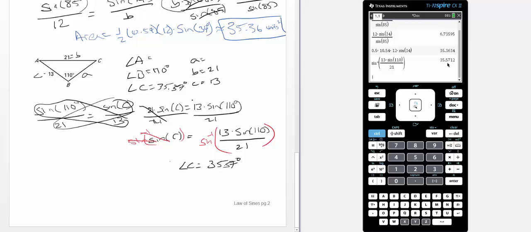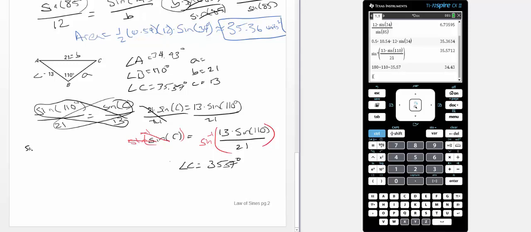Finding angle A is quick because I can just do 180 minus 110 minus this answer, 35.57, and calculate that angle A is 34.43. And now that I know angle A, I can use the law of sines with what's left over here to try to find what side A is, just as we did in the previous problem.